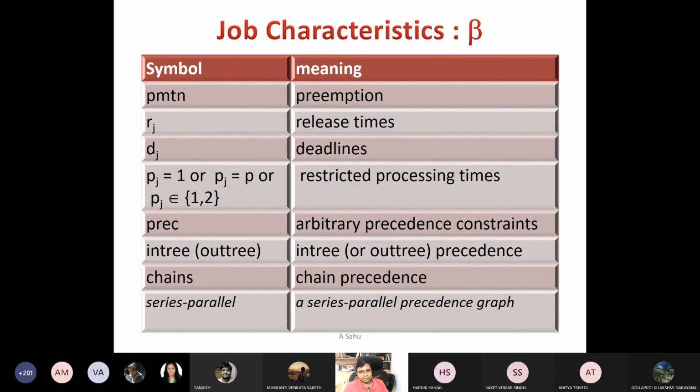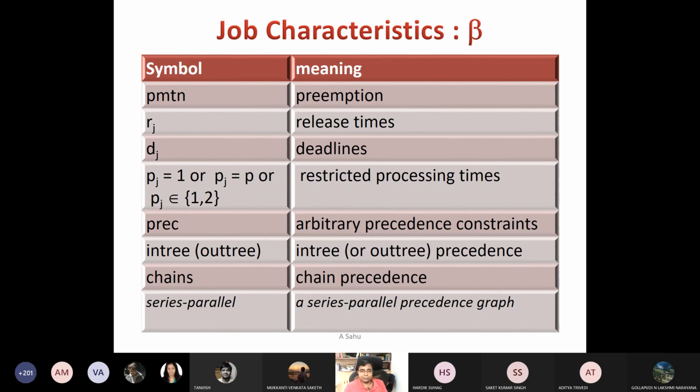Job characteristics. So many times we have asked whether we allow preemption or not, whether a job has release time or not, whether a job has a deadline or not. Whether jobs have unit execution time, fixed execution time, or arbitrary execution time, or the execution time is from some fixed set. So that is also a job characteristic.